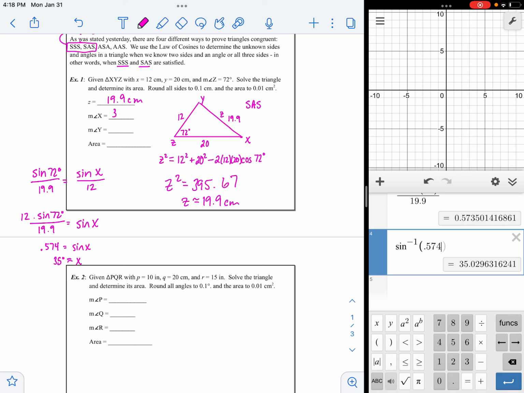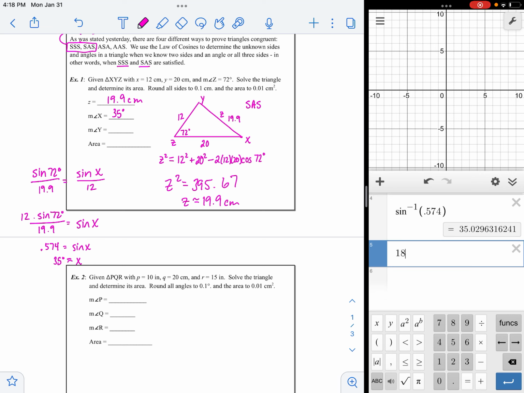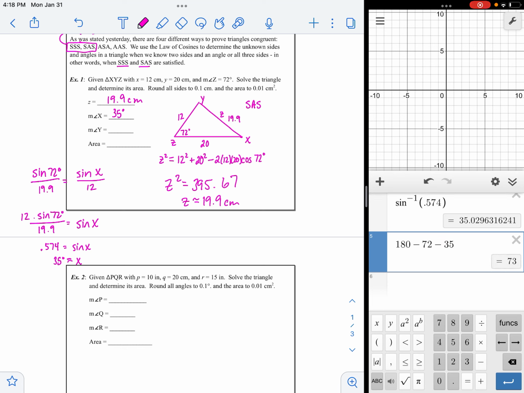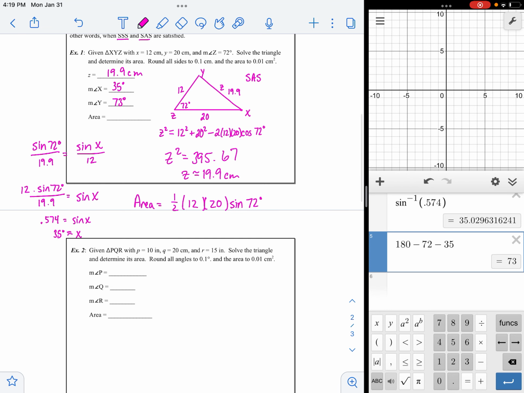So I've got that. And then no reason to work hard now that I've got that, right? The last piece would just be, well, 180 minus the 72 degrees minus the 35 degrees is 73 degrees, and there's my last piece. Right? And then as far as the area goes, I can go back to my good old formula from this week. So I can just do 1/2. I've got my two flippers, right? So this one's set up perfect. I've got my flippers 12 and 20, and then I want to use the sine of the angle between my flippers, which would be the sine of 72.